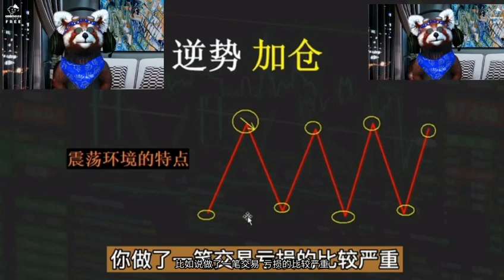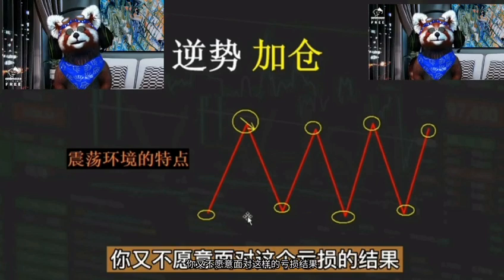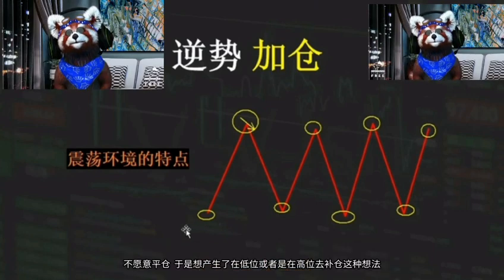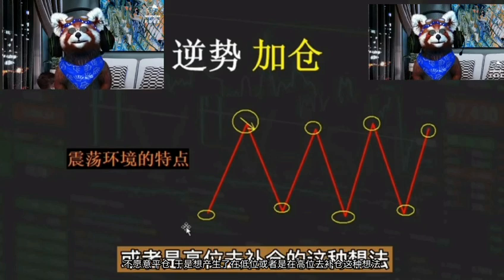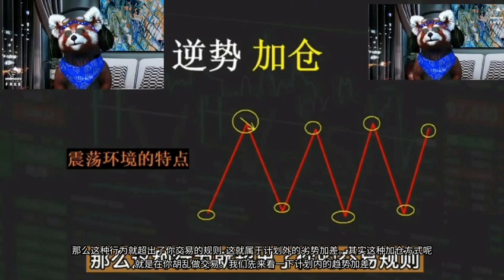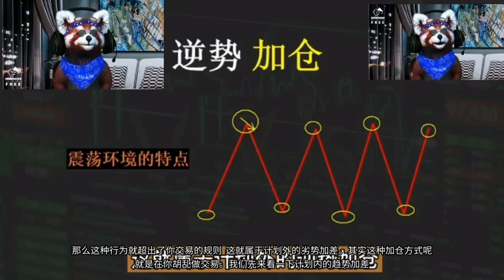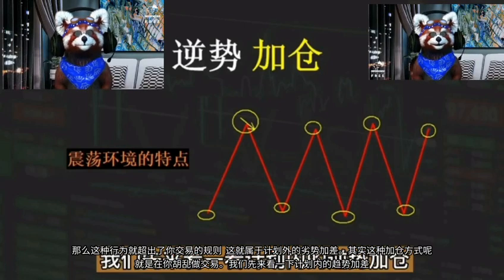For example, if you make a trade and suffer a significant loss, you're not willing to face such a result. Unwilling to close the position, you come up with the idea of averaging down at a low or high position. This behavior goes beyond the rules of your trading, which is an unplanned disadvantage plus margin. Actually, this way of adding positions is when you're trading recklessly.